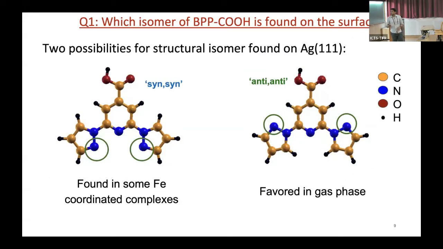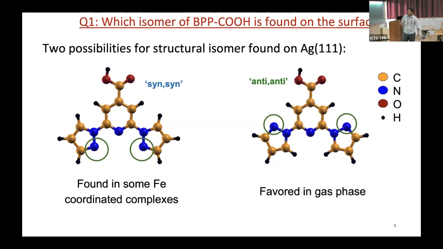Now the question is, which isomer of BPP-COOH is found on the surface? There are generally two kinds of isomers of BPP-COOH molecules depending on the nitrogen atom positions in this ring. This is called the syn-syn isomer, and when the nitrogen comes upward, this is called the anti-anti isomer. We have seen that the syn-syn isomer has been found in some Fe coordinated complexes, which show some spin or magnetic features in their self-assembly, whereas the anti-anti isomer is favored in the gas phase structure of the molecule.